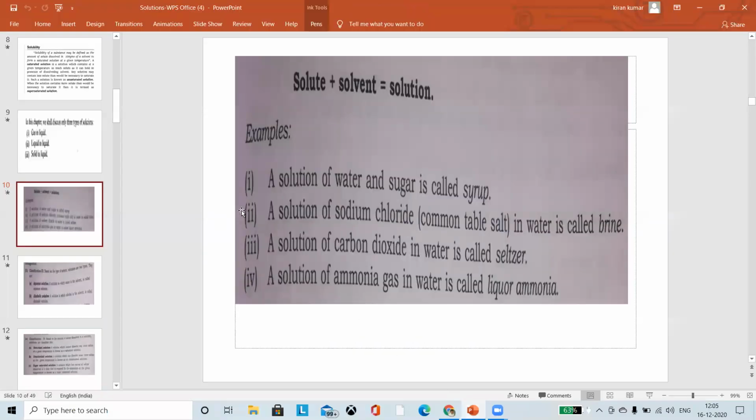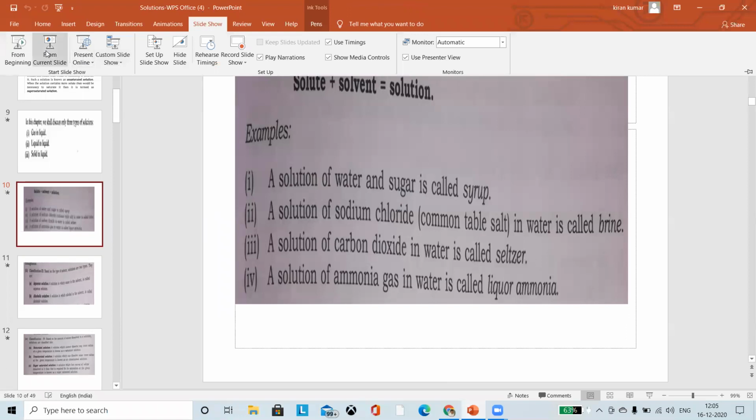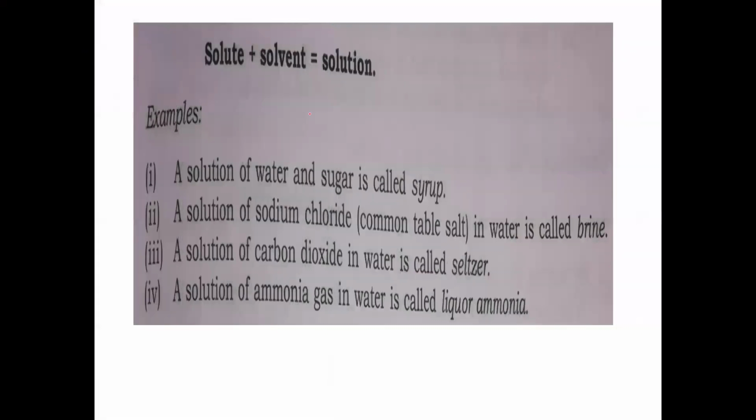Hello everyone. Today we continue with the topic solutions. We have already discussed the different concepts of concentration terms. Today we once again revise whatever we need for this examination.